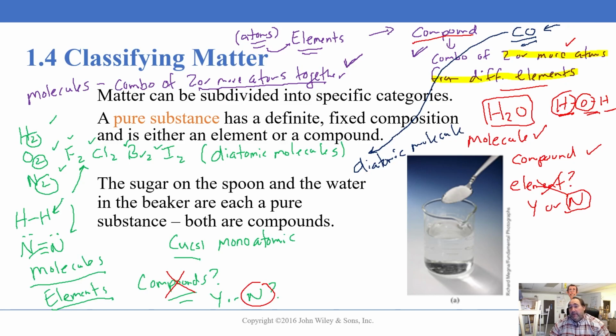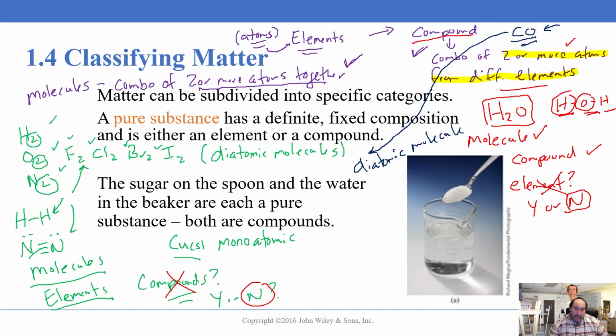So diatomic molecule doesn't necessarily mean it also has to be the same elements. You can have a diatomic molecule that are different elements together. Diatomic, again, just means that there's two atoms involved. Could be two of the same atoms like we have there with our elements. Could be two different atoms like we have with our carbon monoxide. Hopefully that clears that up.